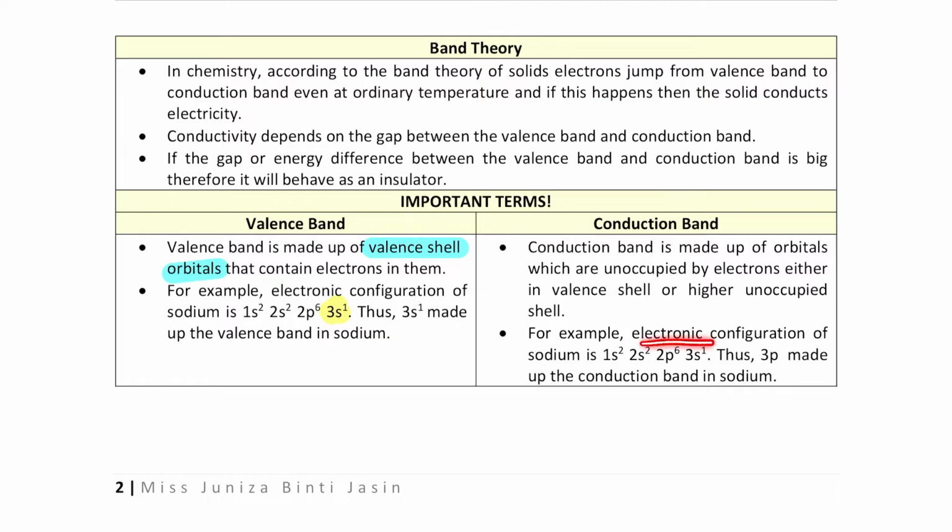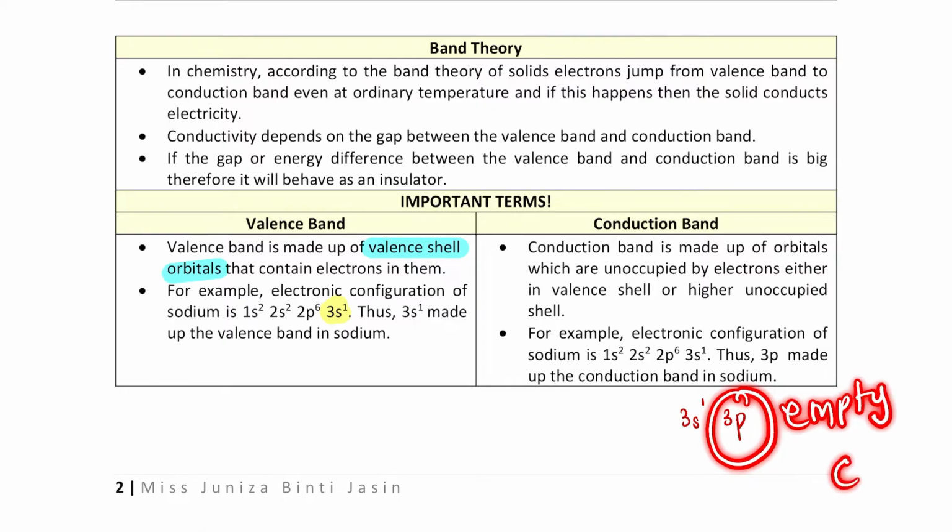For example, kita tengok example supaya senang faham. Electronic configuration of sodium kita dah tahu 1s2, 2s2, 2p6, 3s1. Tadi 3s1 ni valence band. Sekarang dekat sini dia cakap 3p made up the conduction band in the sodium. Kenapa 3p? Kita belajar dalam electronic configuration after 3s adalah 3p. So since our electronic configuration for sodium stop dekat 3s1, maksudnya 3p ni empty, kosong. So itulah conduction band. Kiranya dia orbital yang kosong, yang tak ada elektron, and that orbital might be shell yang sama ataupun shell yang lebih tinggi.